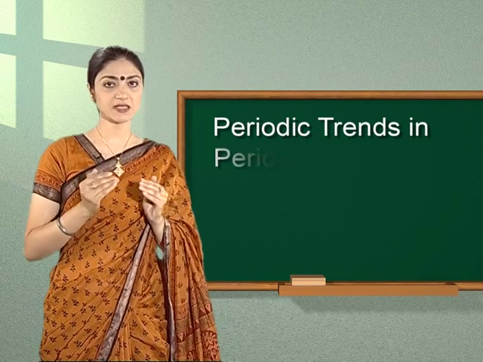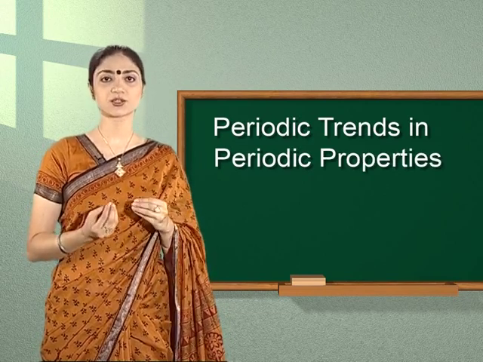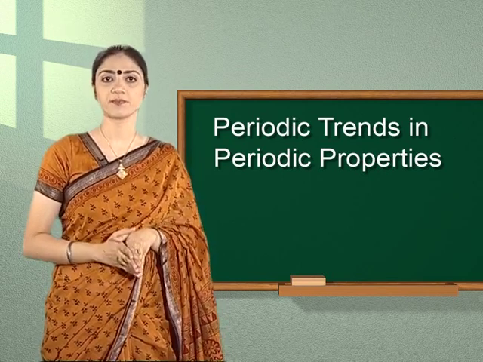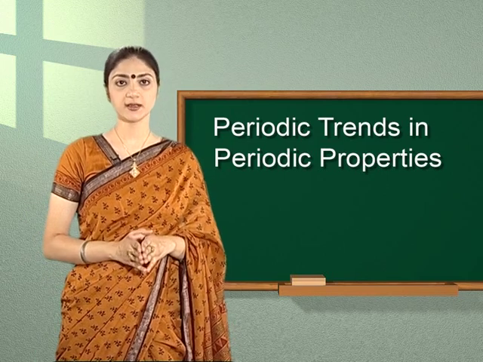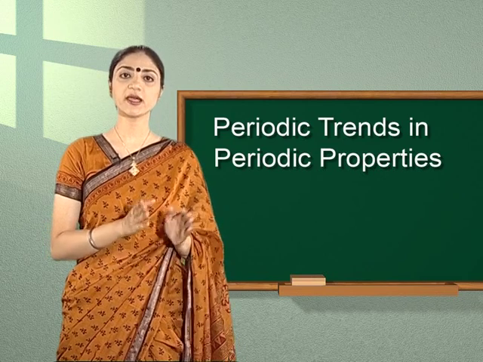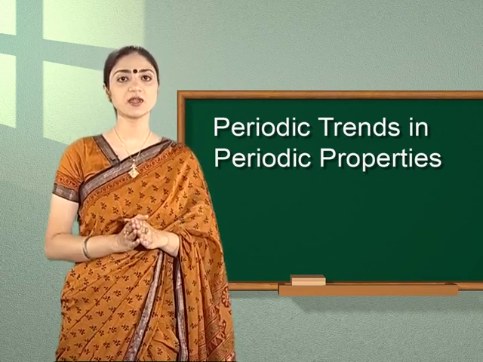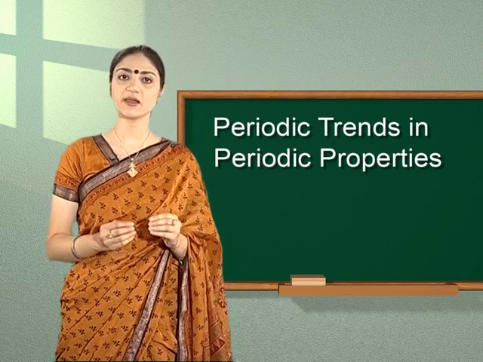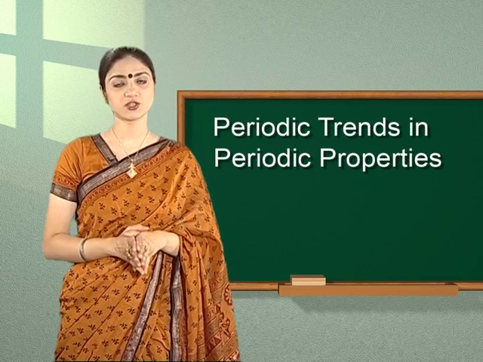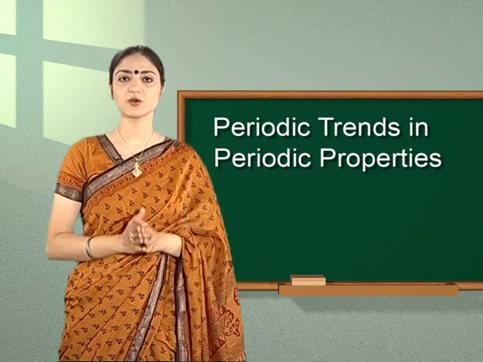A cation is smaller than its parent atom because it has fewer electrons while its nuclear charge remains the same. The size of an anion will be larger than that of the parent atom because the addition of one or more electrons would result in increased repulsion among the electrons and a decrease in effective nuclear charge. As a result, the ion size will expand.